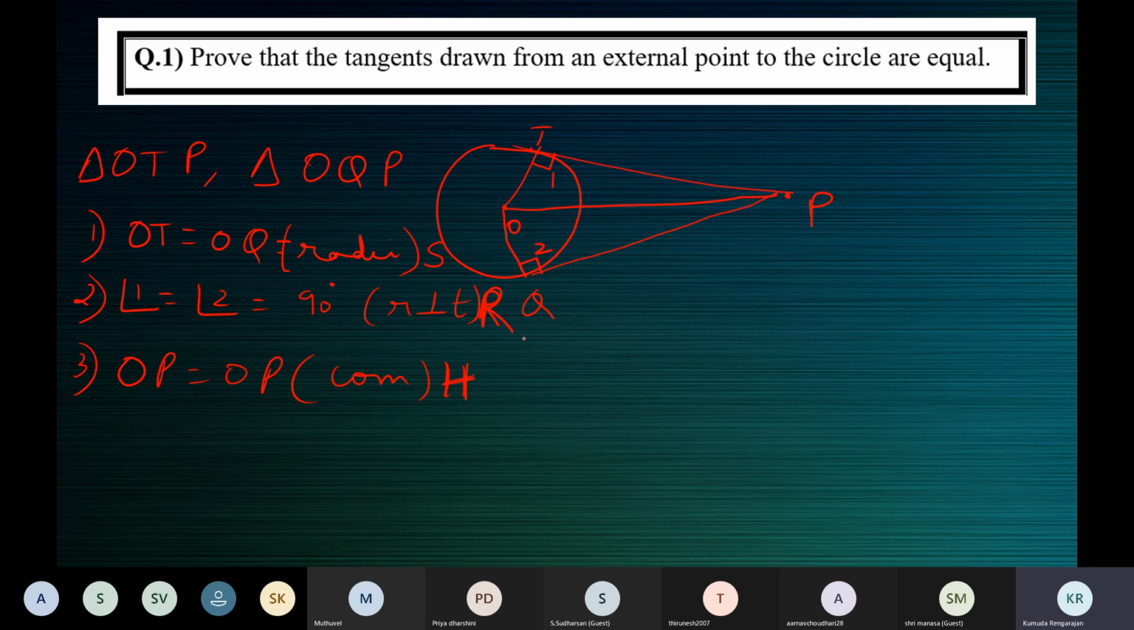So what do you have from CPCT? Tell me how do we name the triangles in the correct order? Triangle OTP is congruent to triangle OQP. Very good. So here we see TP is equal to QP, which means tangents from the external point P to the circle are equal.